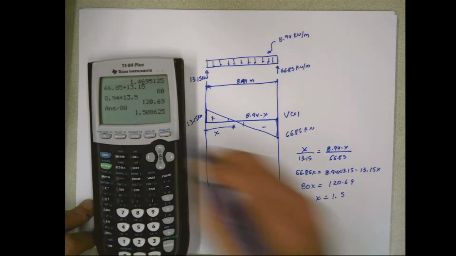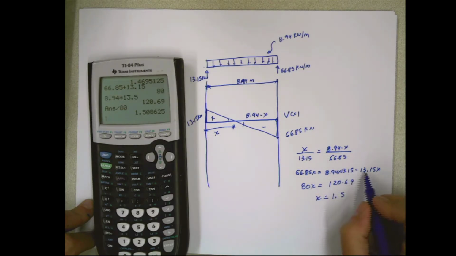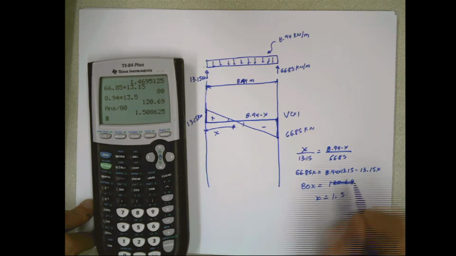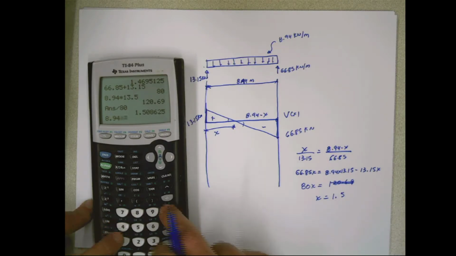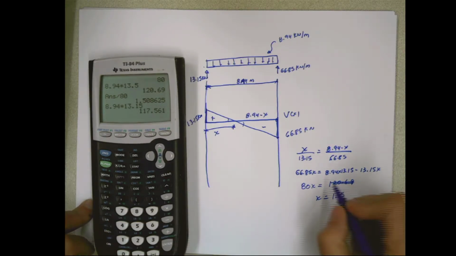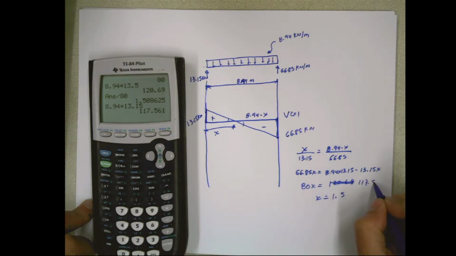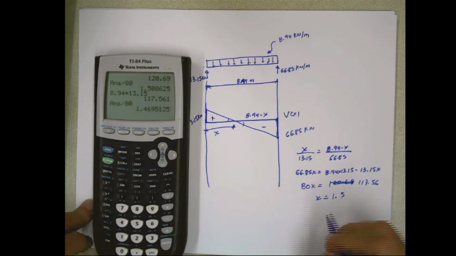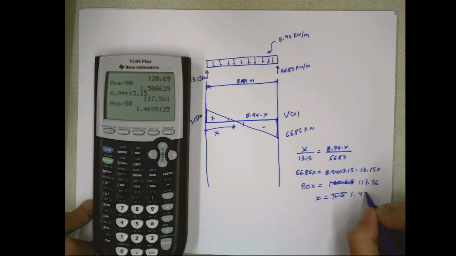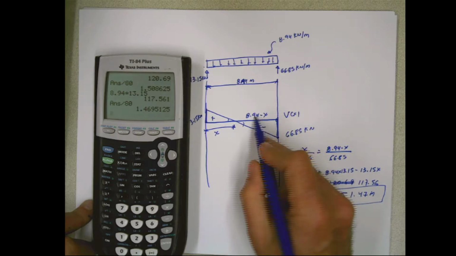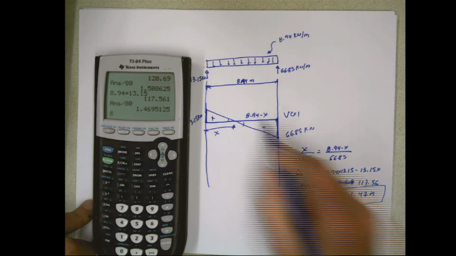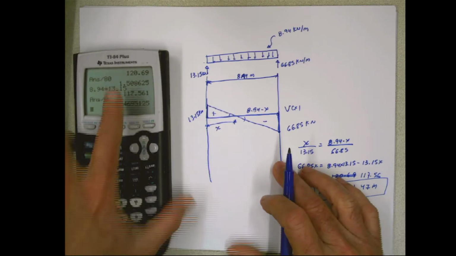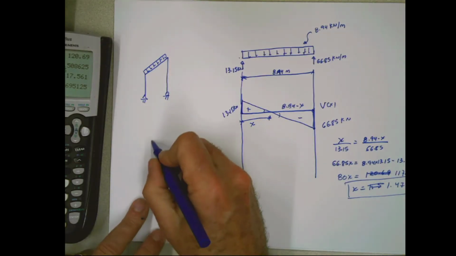Oh, I made an error again. I put this value here, I multiply this one by 13.5. This is not 120. This is 8.94 times 13.15. This is 117.56, and when you divide 117.56 by 80, you get 1.47. So 1.47 meter. That would be one way that you can calculate that distance. And of course, this one is going to be 8.94 minus x.